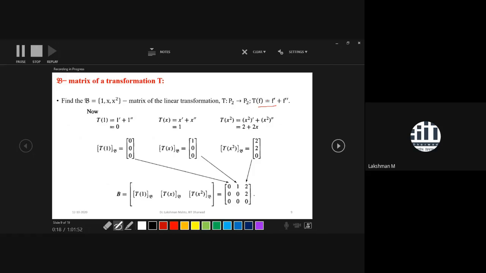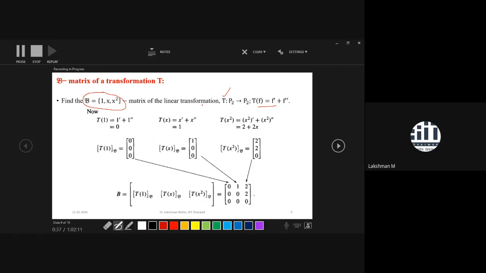So this one is your given linear transformation, and verification you can do it. It is a linear transformation. Pretty much guaranteed that this one is a linear transformation. And we are having a basis. This is the basis of P2: 1, x and x square. Now, with respect to this basis, we will find the matrix of this linear transformation.